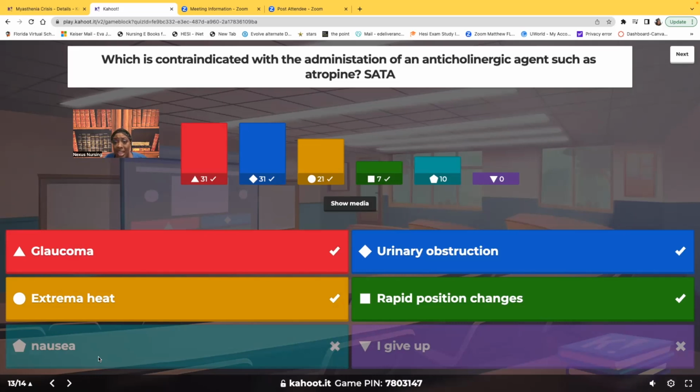Let me tell you what contraindication is. Contraindication means under no circumstances should we give this medication if we're seeing these signs and symptoms, these clinical manifestations, this scenario. So that's the difference between side effect, adverse effect, and contraindication.